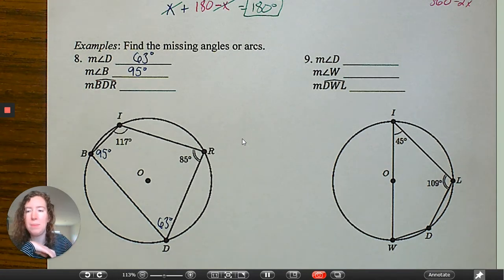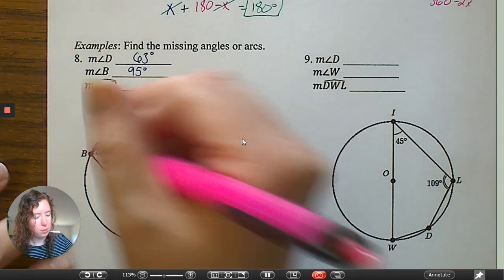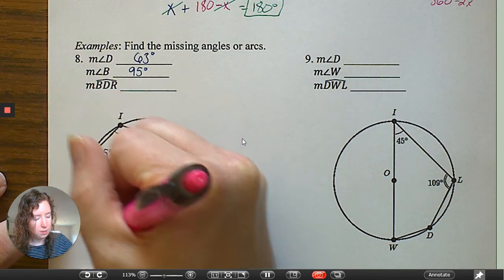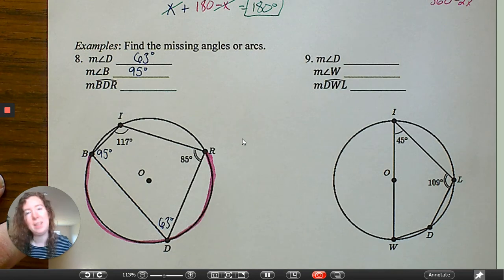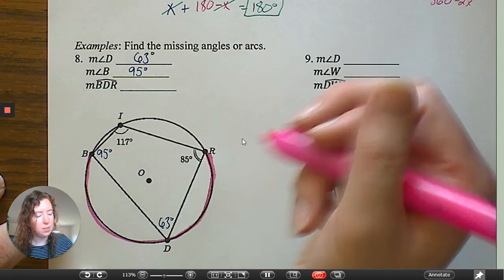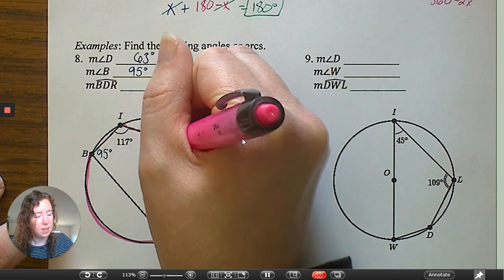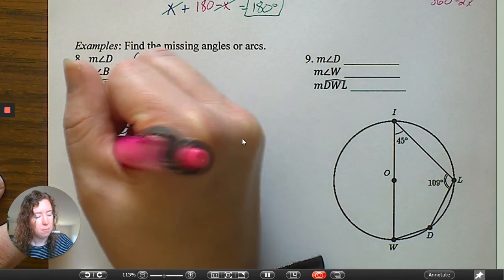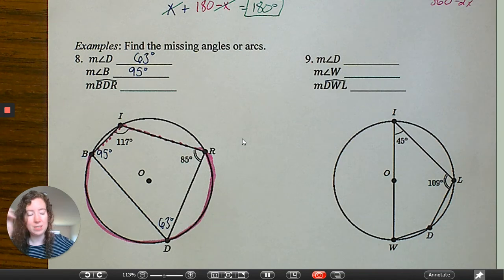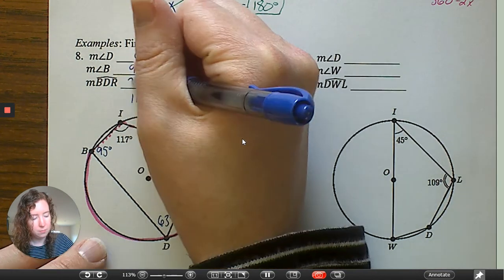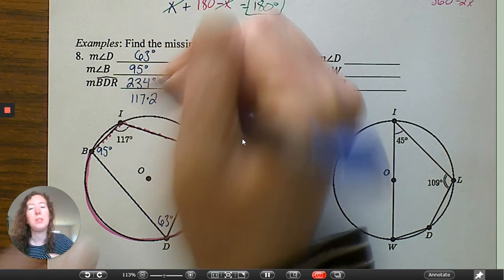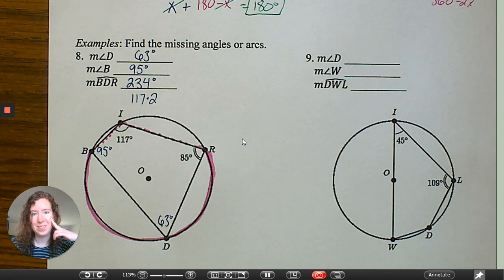Now the measure of arc BDR. So I go from B to D to R. Color really helps me when I'm seeing this. Look at the inscribed angle that this came from. It came from this angle I right here. And angle I measured 117 degrees. So if I just do 117 times 2, that's going to get me 234 degrees. All right, press pause. See if you can do example 9.